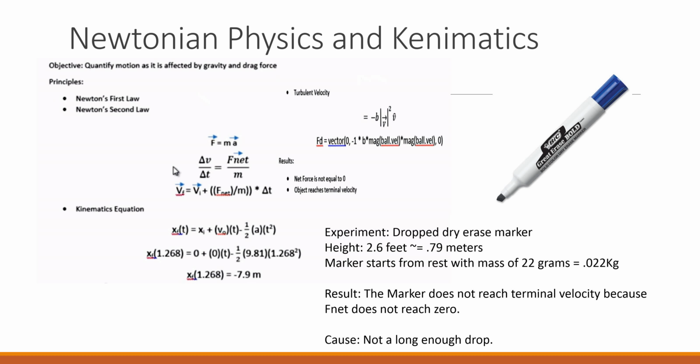But first of all, what is terminal velocity? Terminal velocity is the point in which the magnitude of the force due to gravity is equal to the magnitude of the force due to drag. Therefore, net force is equal to 0. At this point, the object falling moves at a constant velocity for the rest of its fall and does not accelerate. This is terminal velocity.